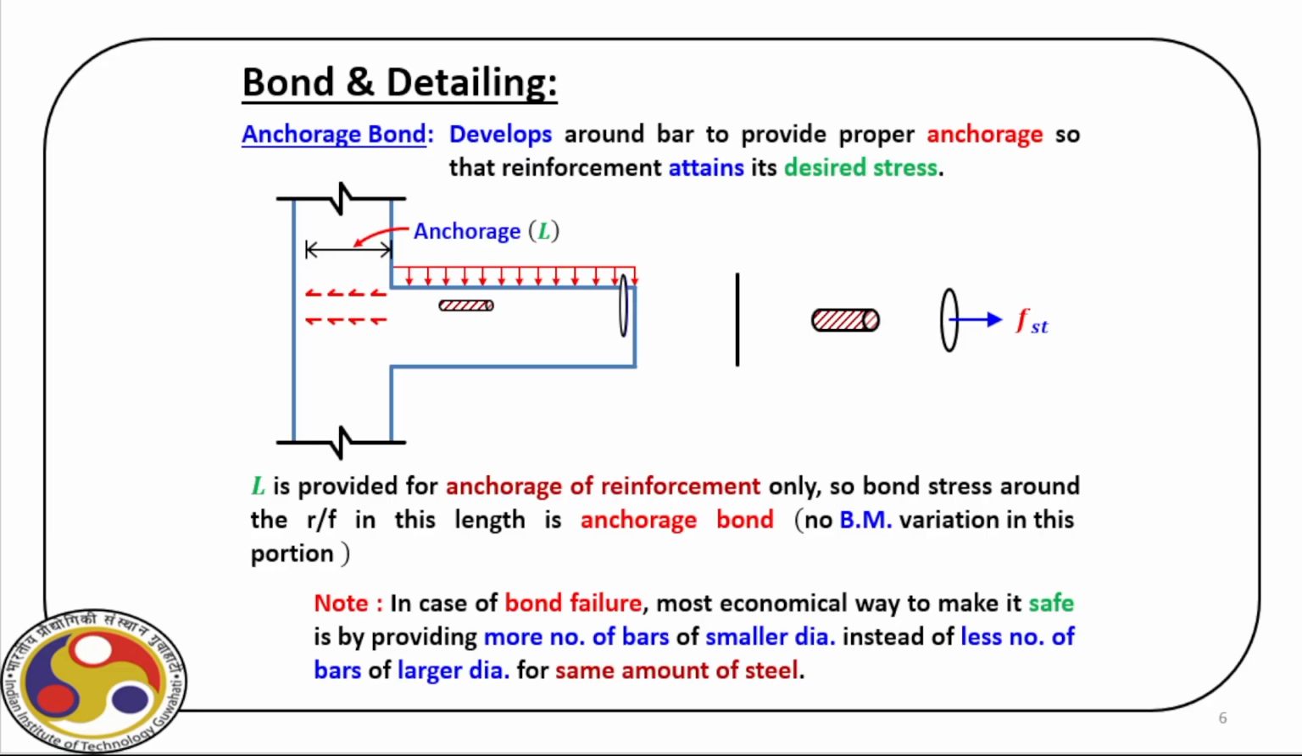Now let us go beyond. So we have another type of bond, and that is anchorage. What is that? It develops around the bar to provide proper anchorage so that reinforcement attains its desired stress. Now just imagine we have this cantilever beam, and the moment we apply a load here, it deforms like this.